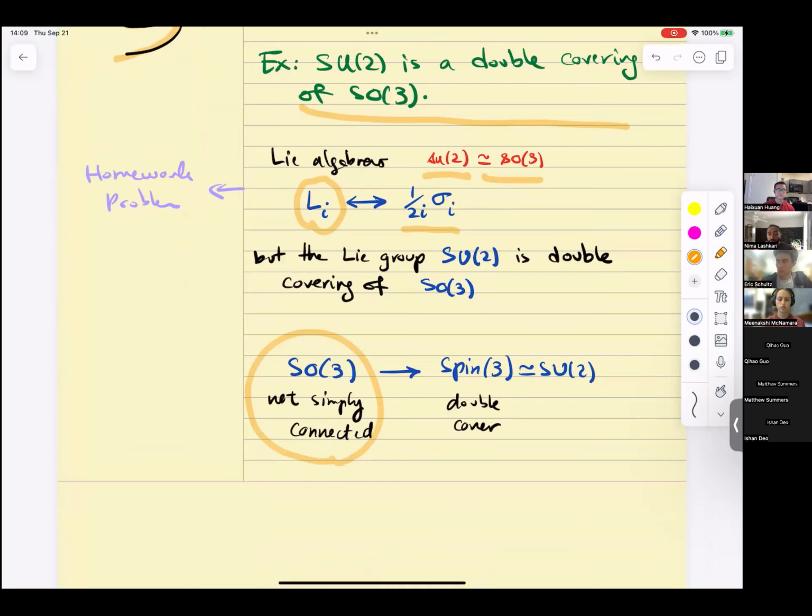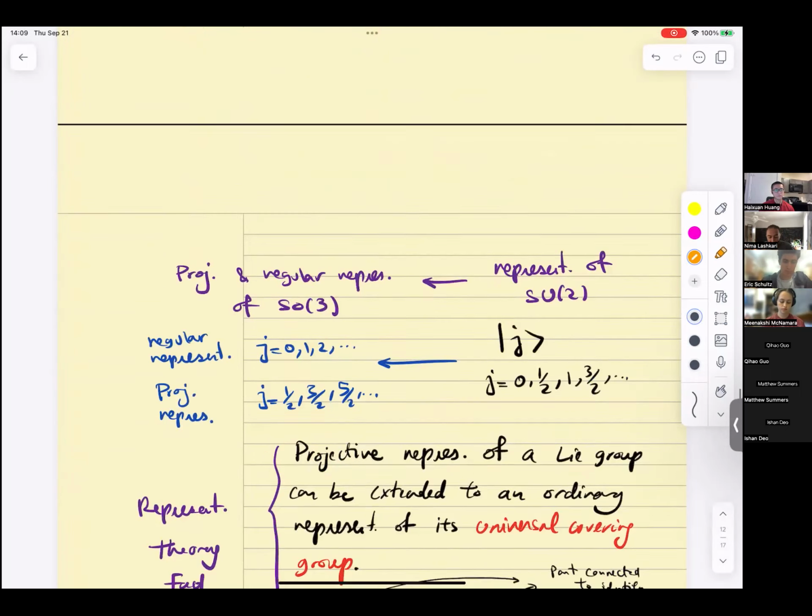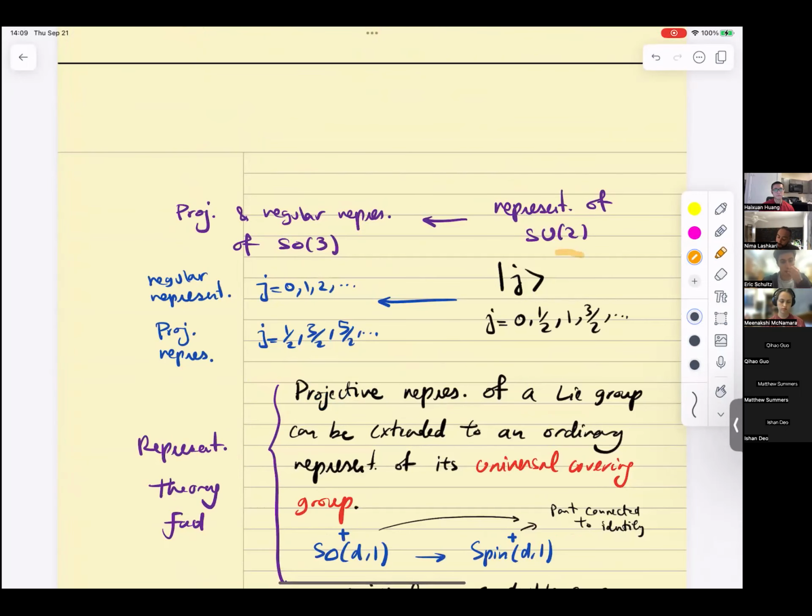The SO(3) rotation group is not simply connected, but its double cover, often called Spin(3), otherwise known as SU(2), is simply connected. Therefore, the double cover, SU(2), has no projective representations. This gives you this nice picture that representations of SU(2) produce both projective and regular representations of SO(3). So we went through this in the example without explaining it.